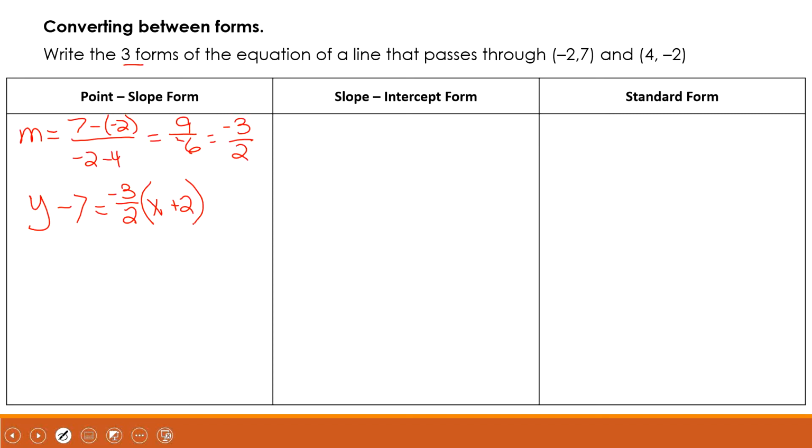All right, so slope intercept form, like I said, we start with our point slope form. So my point slope form is y minus 7 equals negative 3 over 2 times x plus 2.